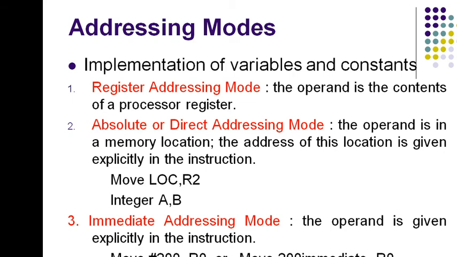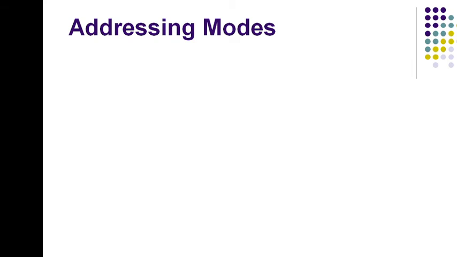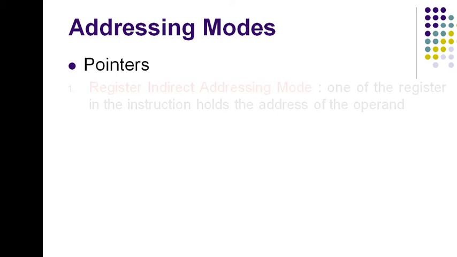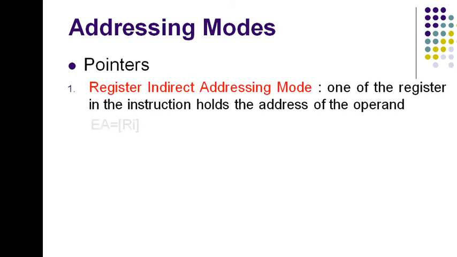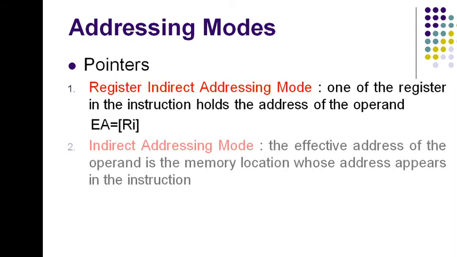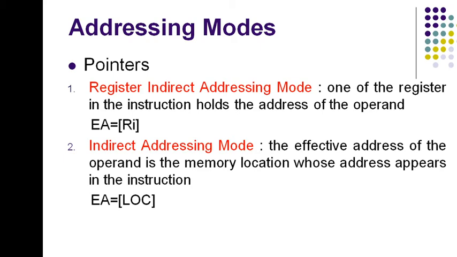The next addressing mode is indirection and pointers. Sometimes the instruction does not give the operand or its address explicitly. Instead, it provides information from which the memory address of the operand can be determined. Such an address we call the effective address, that is EA, the effective address of the operand. It does not provide the address directly, but gives information from which I can get the address of the operand. This method is called indirect mode.